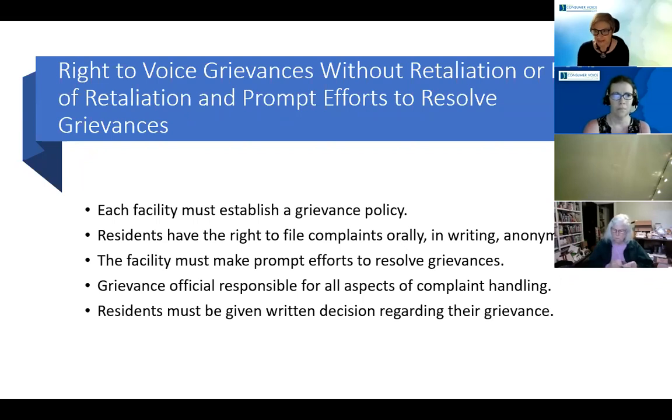But you do have to make that request. So residents, or someone on their behalf, can file grievances in writing, orally, or even anonymously with the facility. I will say that I think it's advisable to file it in writing. First of all, because you can put details in it and make sure those details are conveyed the way you want them to be.